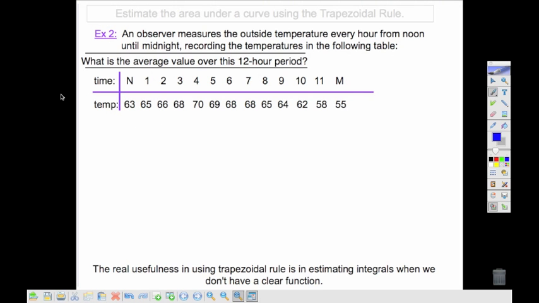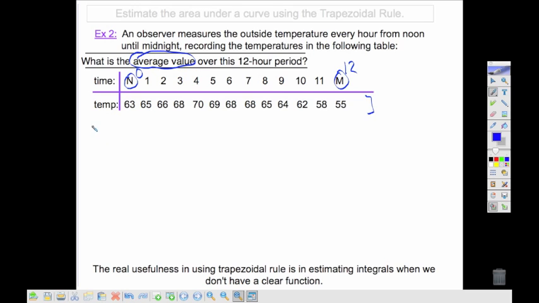Now the real usefulness for the trapezoidal rule is when we just have a set of data, we don't have a function to work with. If we look at this problem, we're taking measurements of the temperature in Fahrenheit every hour on the hour. And we can think of this midnight as being time 12 and noon as being time 0 in this way. That way we're going from 0 to 12. But we're asked to find the average value of the temperature over that.